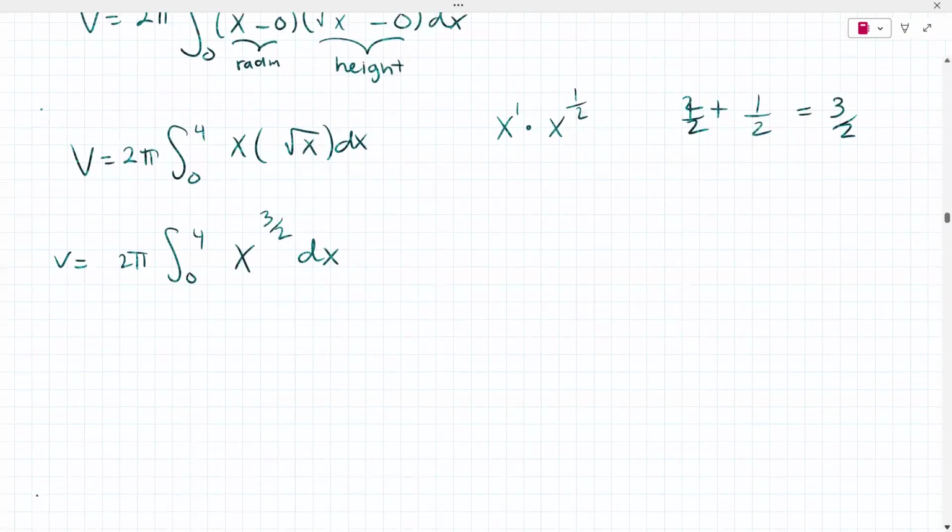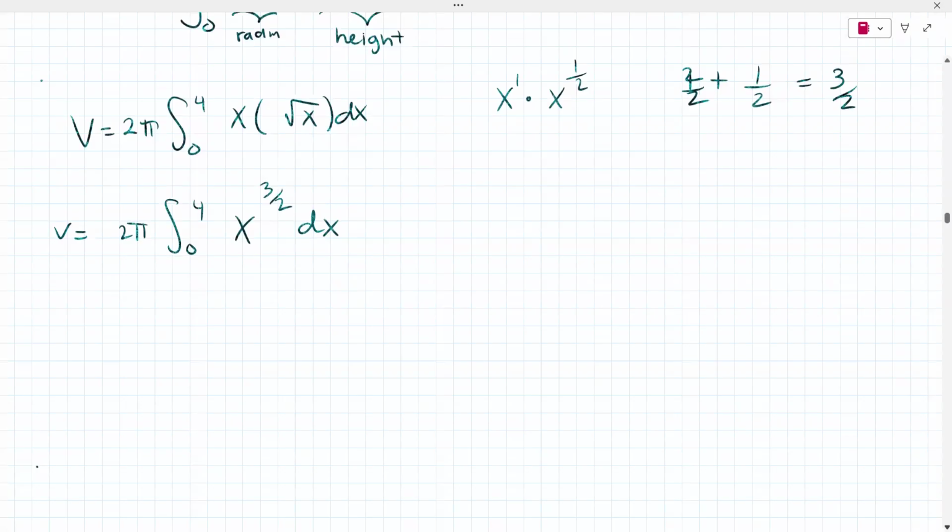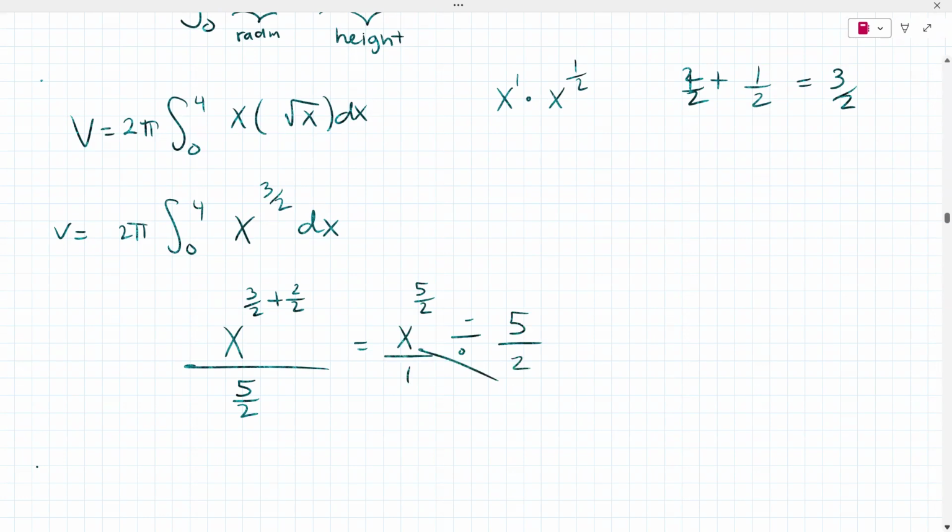Okay, so how do you take the integral of x to the 3/2? That's easy, right? It's old power plus 1 divided by that new power. So it's old power 3/2 plus 1. In our case, it could be 3/2 plus 2 over 2, which would be 5/2. So you get a complex fraction: x to the 5/2 divided by 5 over 2. And if you cross multiply, this is going to be 2x to the 5/2 over 5.